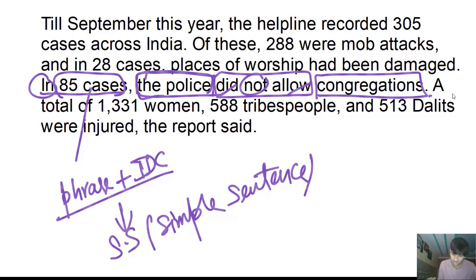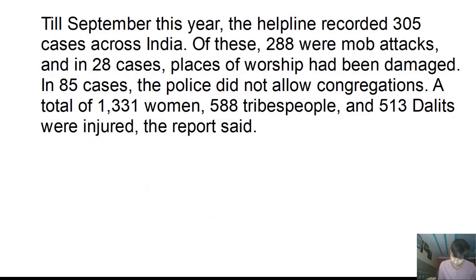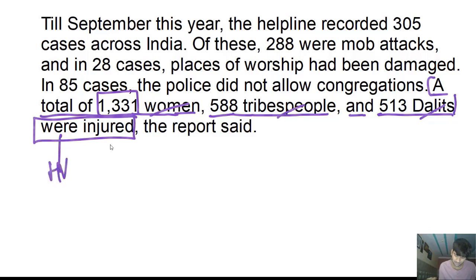A total of 1331 women, 588 tribes people, and 513 Dalits were injured. Okay, let's clear this. So a total of these many women, 1331 women, 588 tribes people, and 513 Dalits were injured. So this is the subject: women, tribes people, and Dalits. Number is there. Were injured, this is the verb phrase, helping verb, main verb, right?